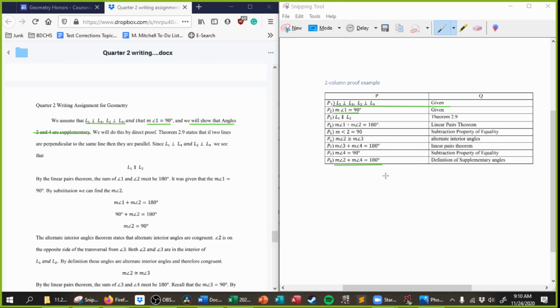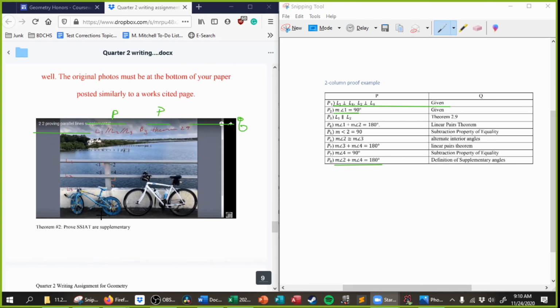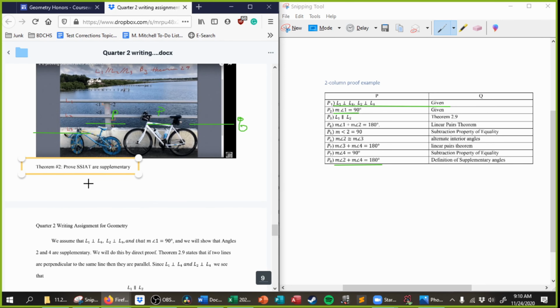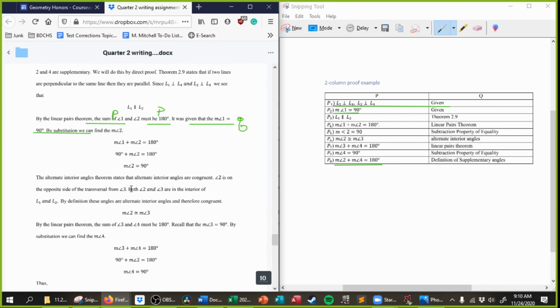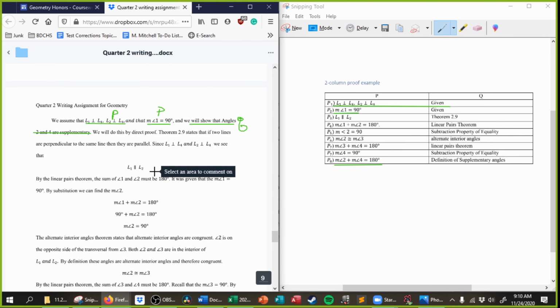So again, Varun was asking about P and Q. Well, this would be my P because it's in the picture. And this is my Q because it is what I defined as my end goal, which is right here. Same side interior angles are supplementary. And now I've laid all of that out exactly as it is.